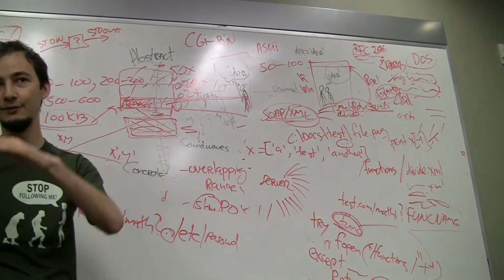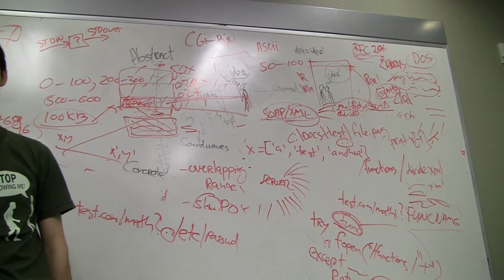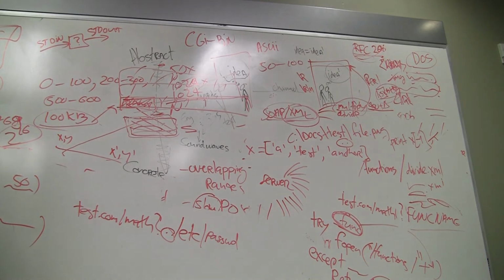dot dot stands for go one level up. This is the same as directory traversal as well, right? Yeah, directory traversal, another way to call it.